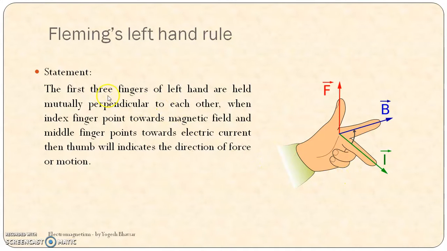When we hold the first three fingers of left hand mutually perpendicular to each other, and if the index finger points toward the magnetic field, that is this index finger, the middle finger points toward the electric current, that is this middle finger, then the thumb will indicate the direction of motion. So this thumb will show the direction of motion. This left hand rule is often used to find the direction of force, like in the motor.